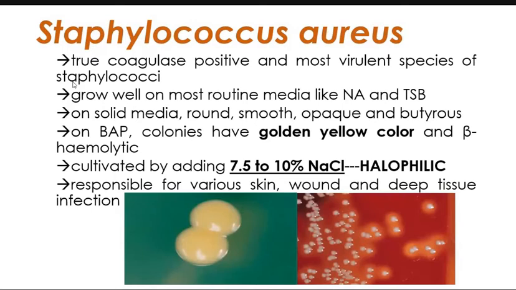So they grow well on most routine media like our nutrient agar and your TSB. On solid media, they appear round, smooth, opaque, and butyrous. Now again, on blood agar plates, colonies have golden yellow color and beta hemolytic.